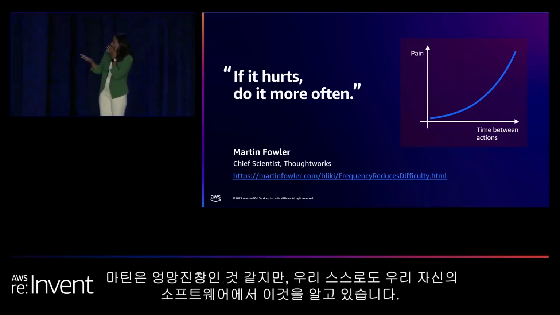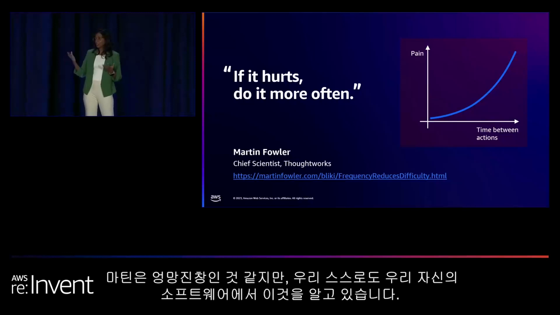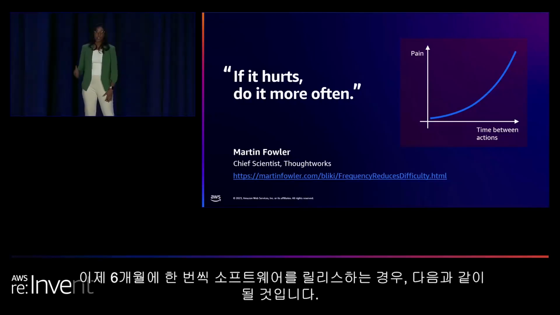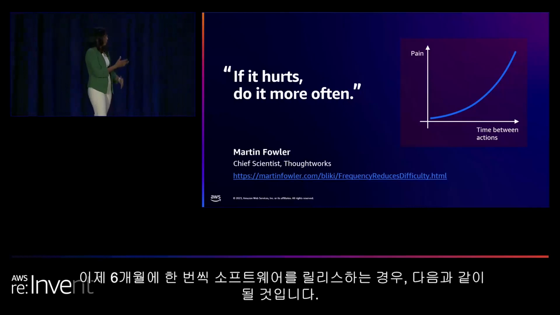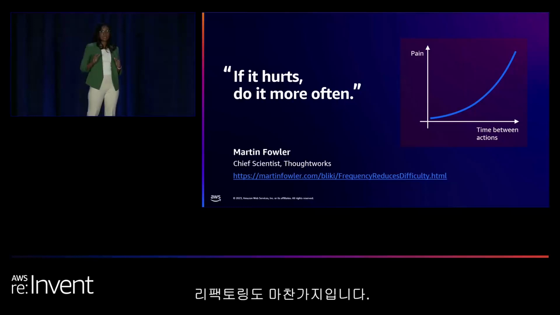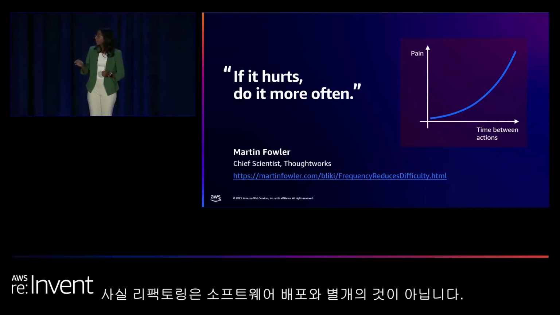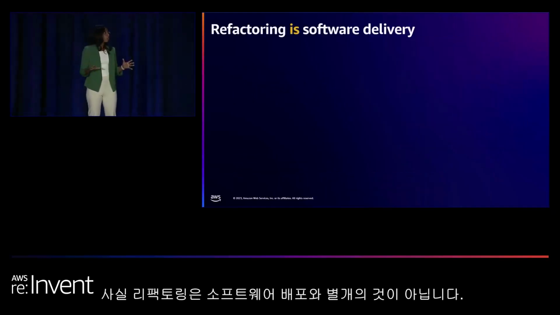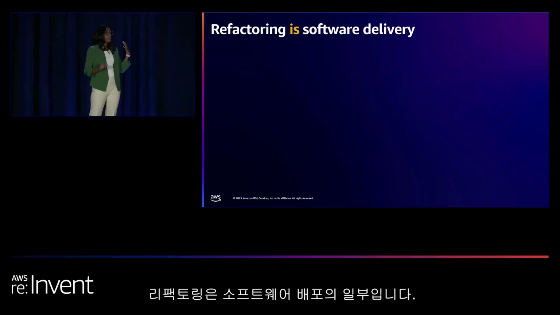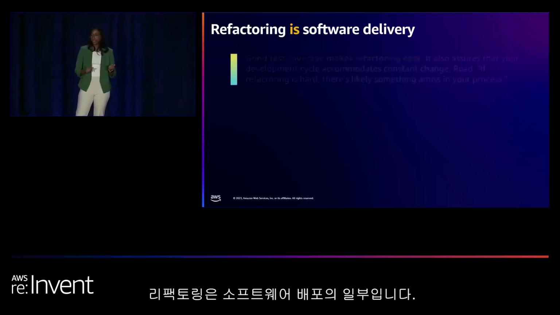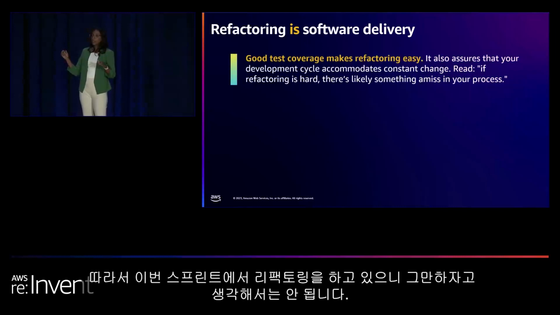Martin is a masochist, but then we ourselves know this from our own software delivery. If you are releasing your software once every six months, it's surely going to be painful. So the same applies to refactoring. Just like you do continuous delivery, you should be doing continuous refactoring. In fact, refactoring is not separate from software delivery. It is a part of your software delivery. So you shouldn't think, oh, we are doing refactoring in this sprint, so let's stop software delivery.